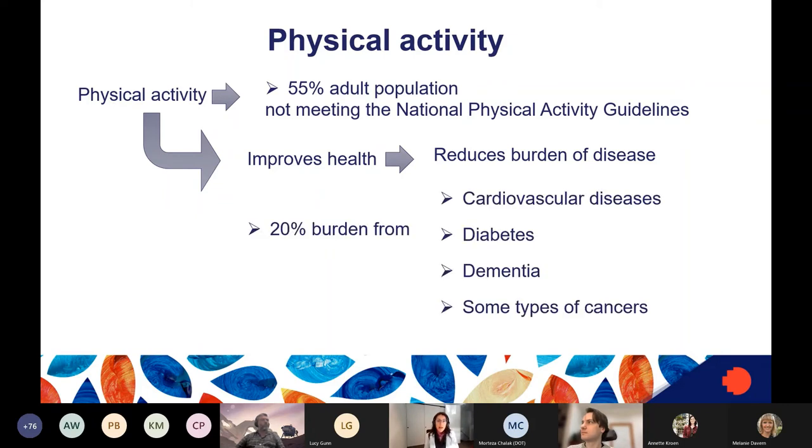In Australia, we have a local burden of disease study that measures this, the loss of life years or premature mortality and loss of quality of life attributable to a series of risk factors, physical activity or no physical activity being one of them. And this Australian burden of disease study indicated that 20% of the burden from cardiovascular disease, diabetes, dementia, and some types of cancers is attributable to people not doing enough activity.